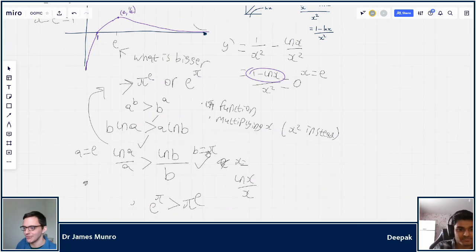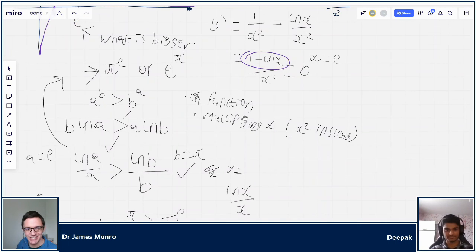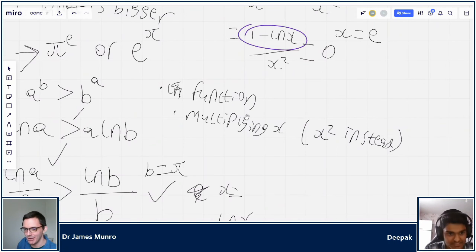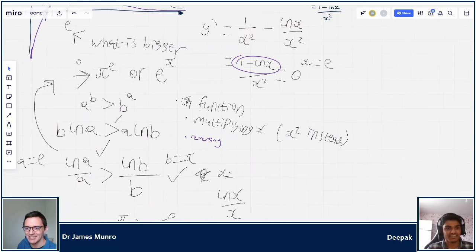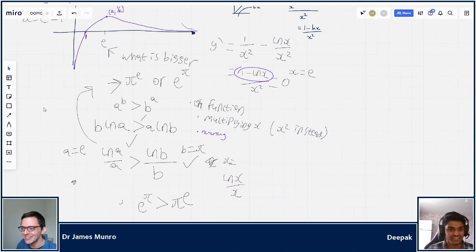I've got another item for your list, of course. So applying functions to inequalities is dangerous and scary. Multiplying by x is dangerous and scary. I'm going to add reversing. Reversing is dangerous and scary, and we just did some. So I guess homework is to check that e to the pi really is bigger than pi to the e by checking that you can reverse all the logic here to get back from.